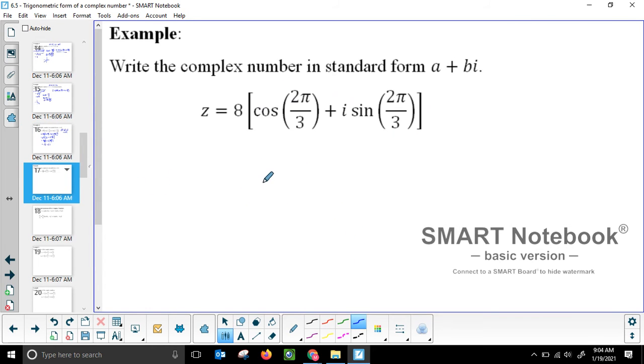All right, we can look at another example. So again, you may want to pause it here, try it on your own, and then push play to check your answer. All right, so here we've got 8.